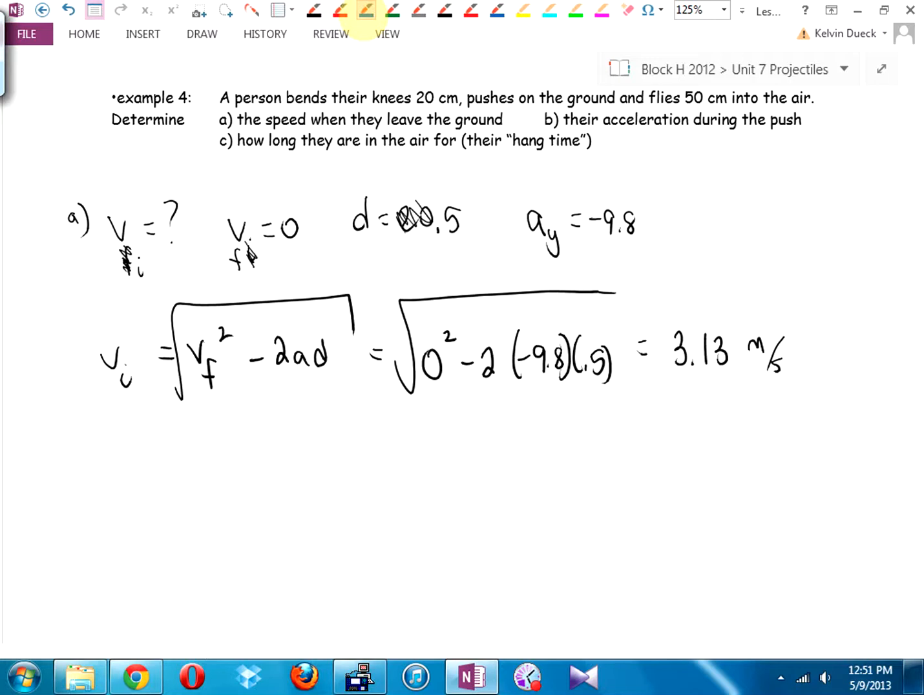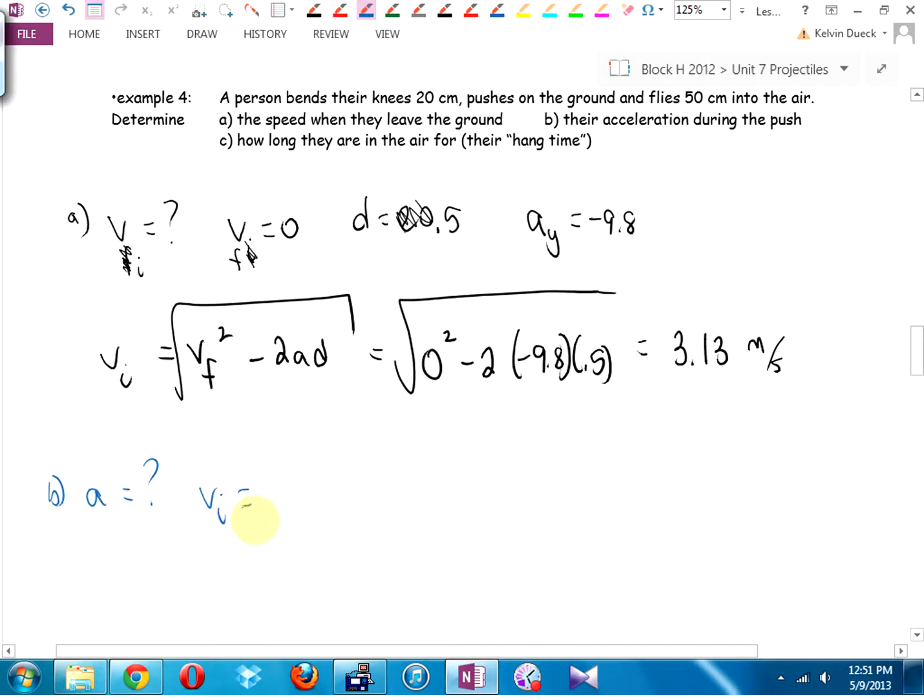TJ, what's B asking me to find? Their acceleration. Oh, acceleration. A equals question mark. It's still during the push, so we're still on the ground. You know what? Let's list what we know on the ground, because situation A was in the air. So I'm going to redefine. What do I know about on the ground?